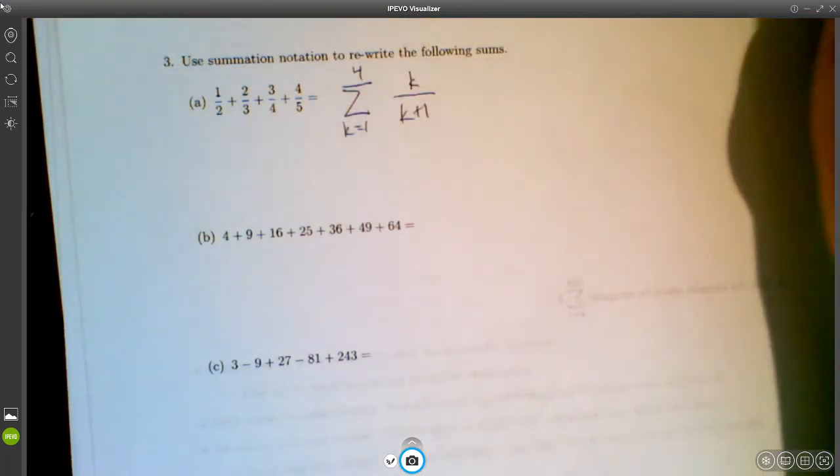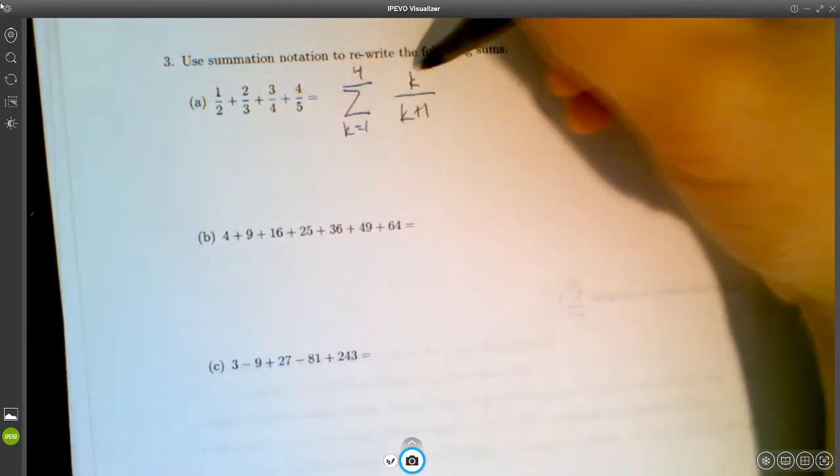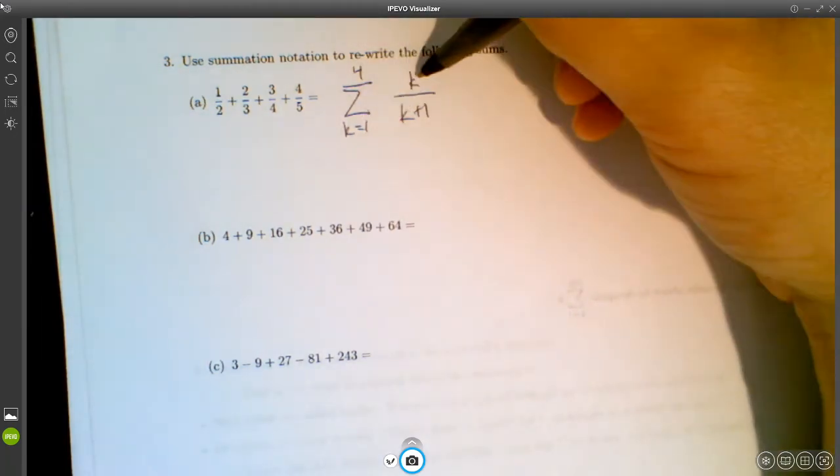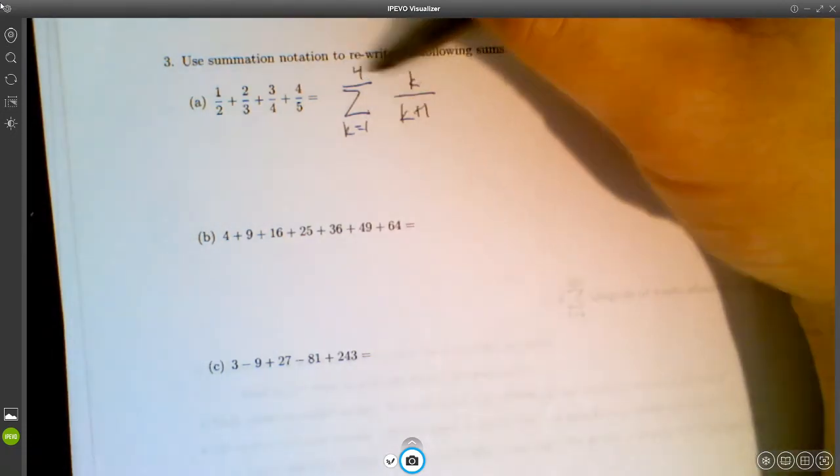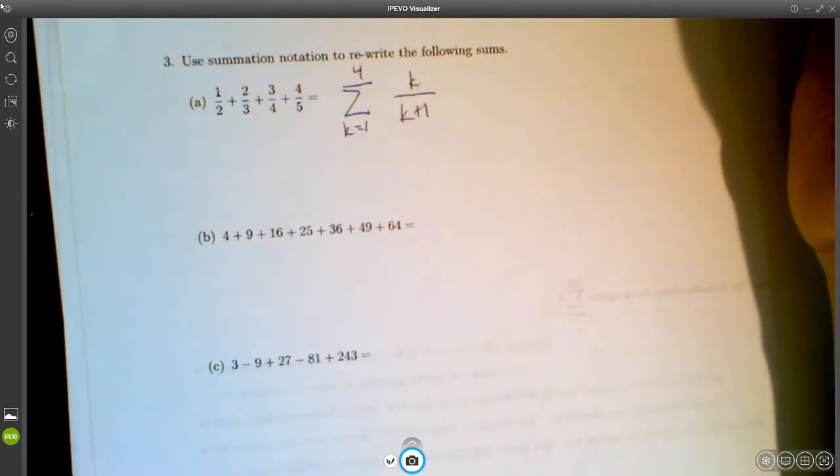So that would do the trick just nicely, right? When we plug in 1, we get 1/2. When we plug in 2, we get 2/3, and so forth. When we plug in 4, we get 4/5. But that's not the only way you could have written it.